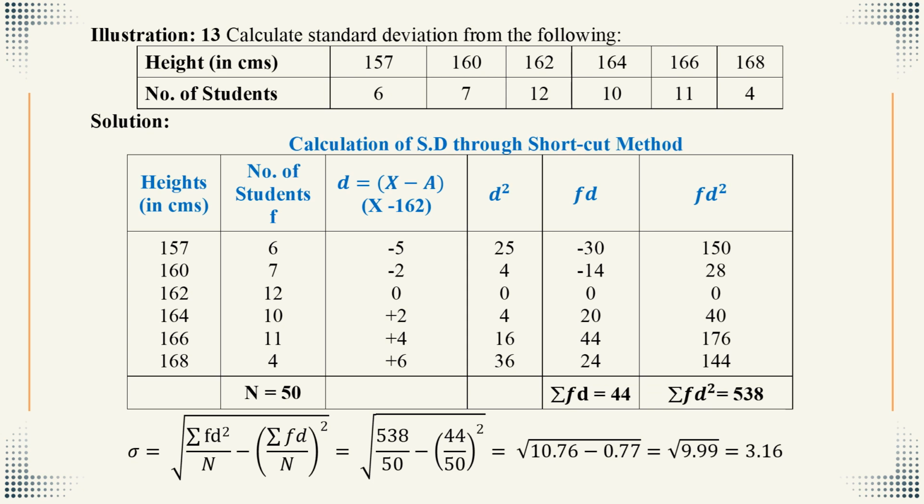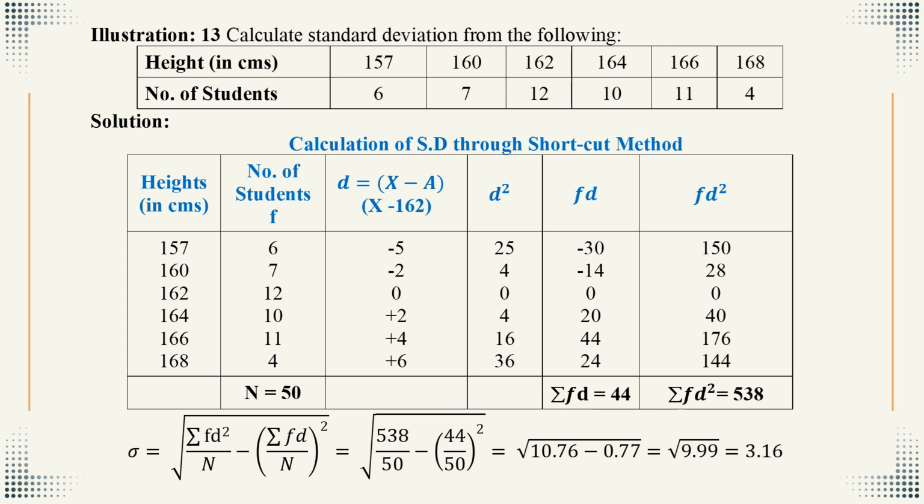First you calculate the FD. D is in the column just before that. 6 into minus 5, minus 30. 7 into minus 2, minus 14. 12 into 0, 0. 10 into 2, 20. 11 into 4, 44. 4 into 6, 24. Then FD square, that is F into 25: 6 into 25, 150. 7 into 4, 28. 12 into 0, 0. 10 into 4, 40. 11 into 16, 176. 4 into 36, 144.